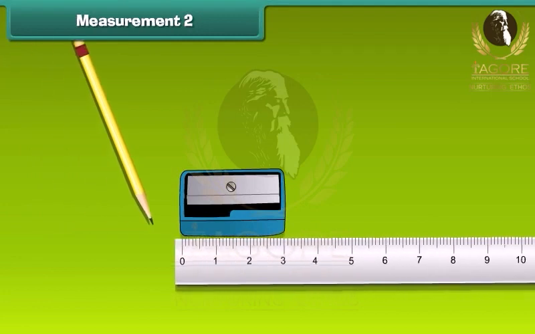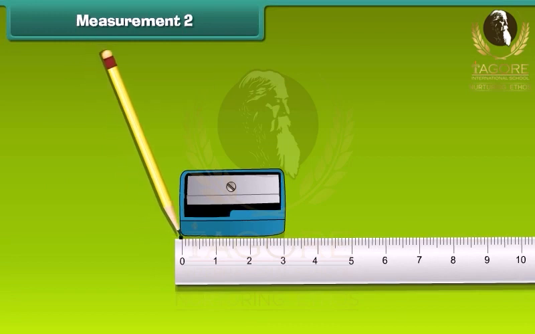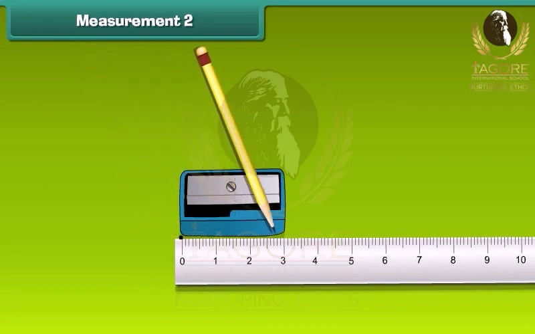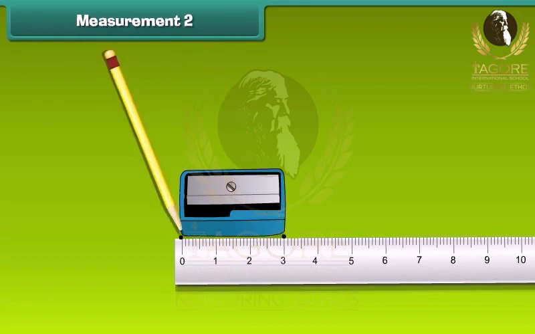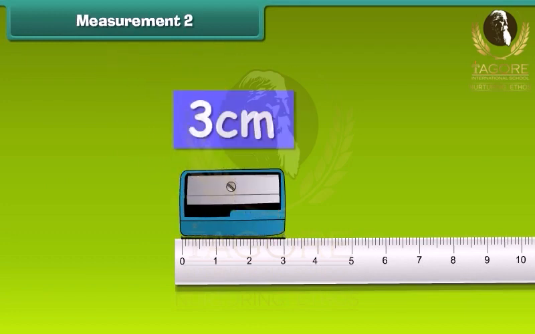Now let us measure a pencil sharpener. Place the sharpener near a scale as its one end is at 0. The other end of sharpener is at 3. Therefore, the length of this sharpener is 3 centimeters.